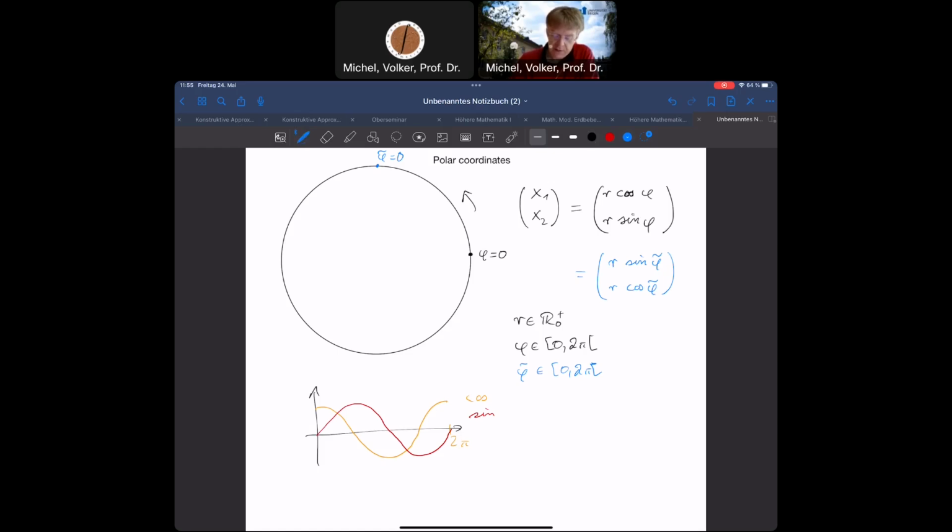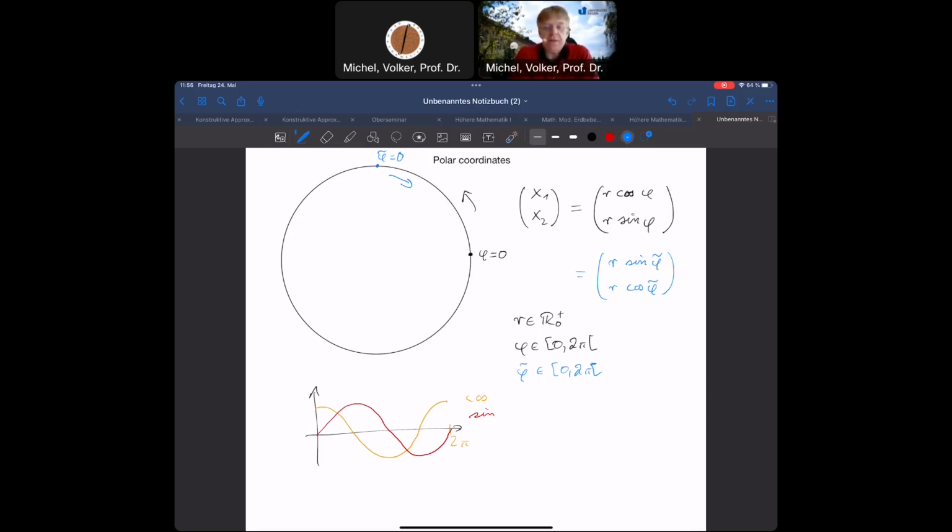And I can already guess what the blue version gives you. If phi tilde increases, the sine would increase, so the x1 coordinate would increase, but the x2 coordinate would decrease. We are here, having an increasing x1 coordinate and a decreasing x2 coordinate. So we are moving in the opposite direction, clockwise. So these are the two differences between the two ways of doing it. But nevertheless, you can do it whatever you like.